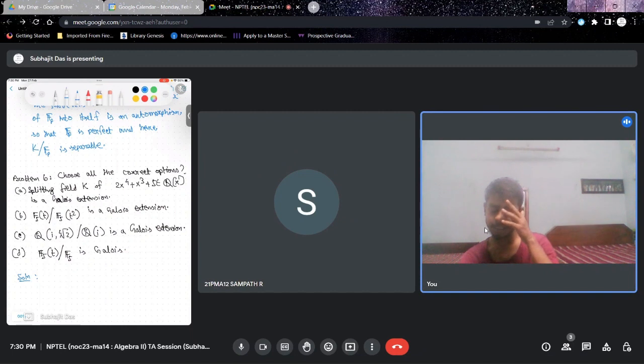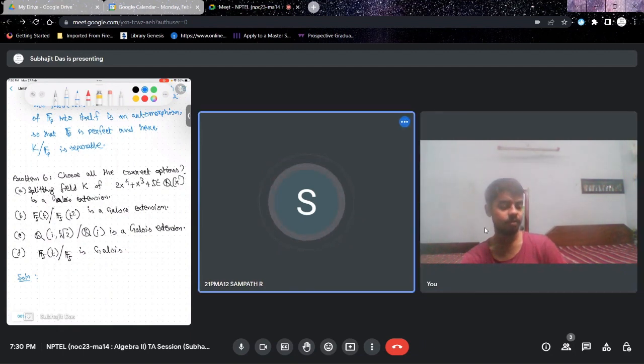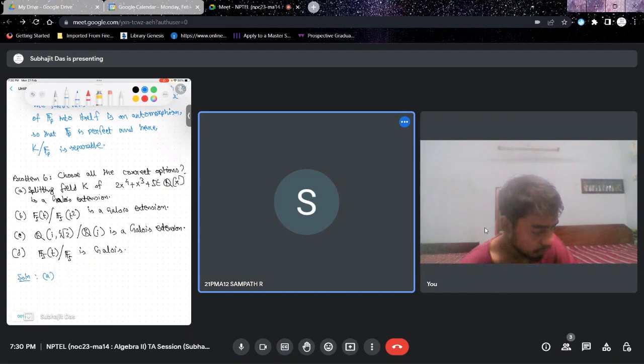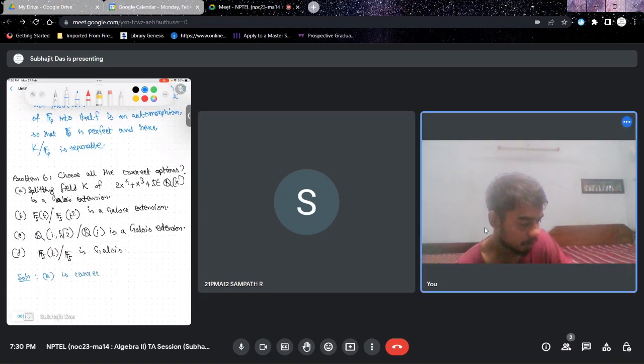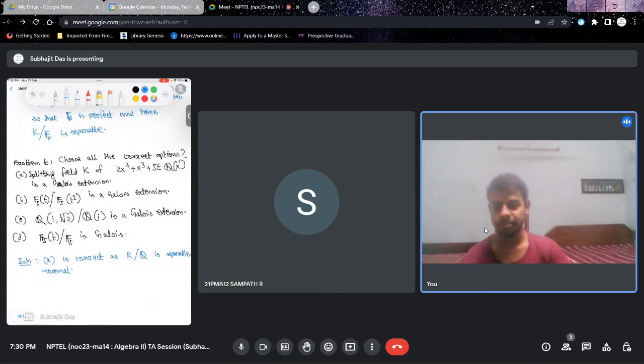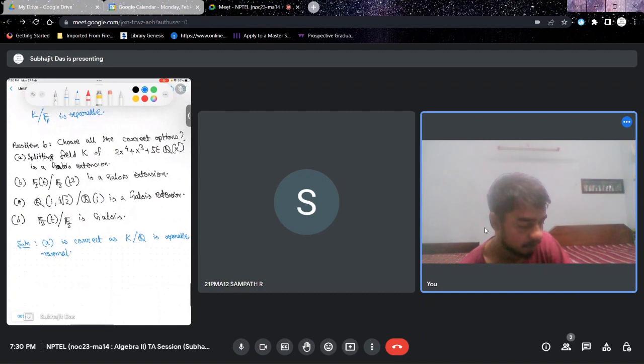So this extension is certainly separable, and splitting fields are normal, right? And hence A is correct, as K over Q is separable and normal. It is both separable as well as normal, and hence in particular algebraic as well. So this is a Galois extension. What about statement B? F5(t) over F5(t^2) is a Galois extension or not?